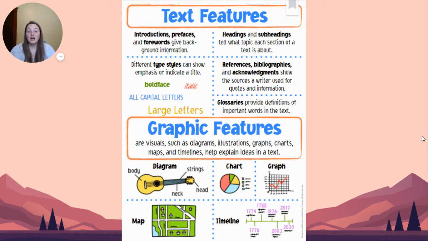An author can describe something through their words, but if we can just see it in a graphic feature, it helps us really understand the connection between the words and the images. So we can look at diagrams, which help us understand the components of an object. We can look at charts and graphs, which help us understand numbers associated with a topic. Maps show us where something is taking place, and timelines help put it into a bigger context of like, this is what was going on in the time, and here's where this fits in within the larger time period.